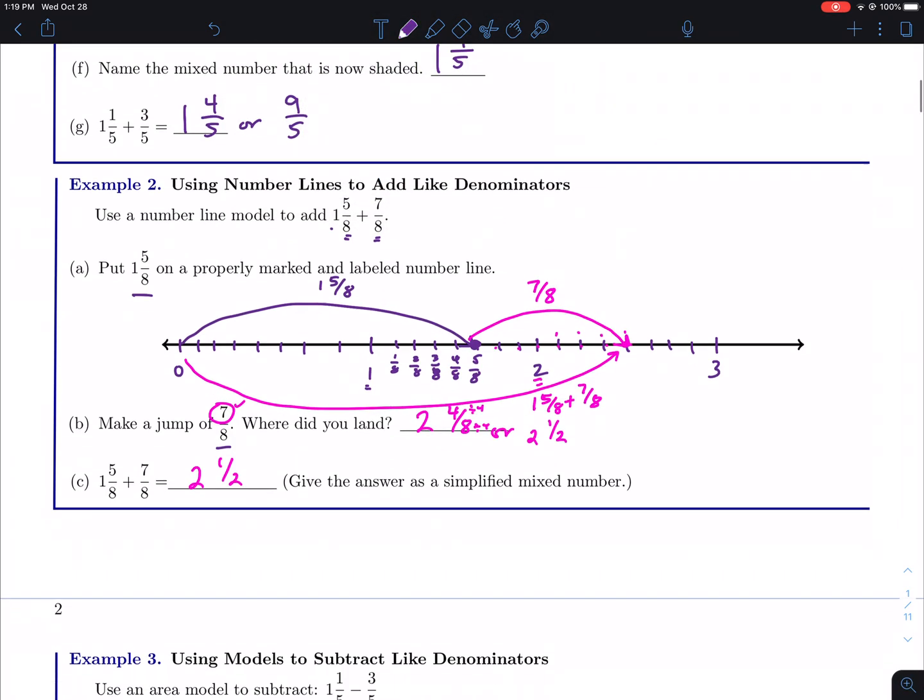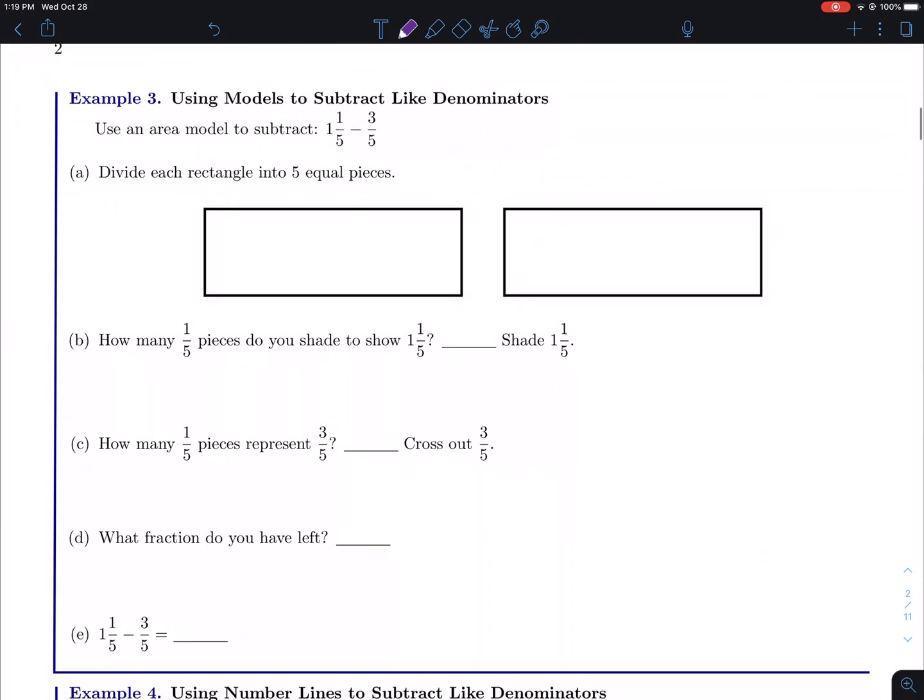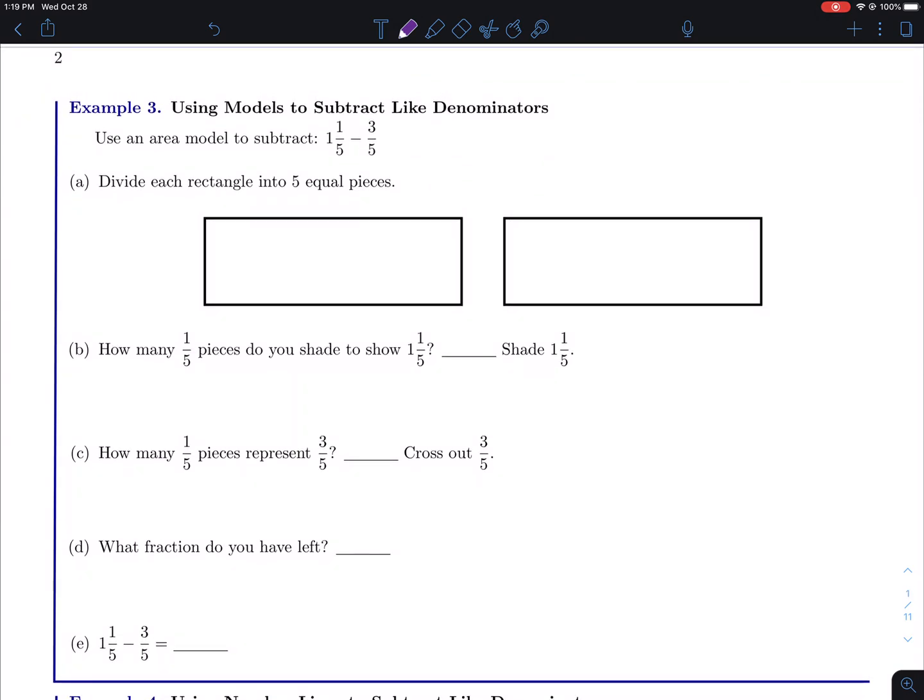All right, hearing nothing. So in this case, let's look at subtracting things with like denominators. We've got the same kind of idea. I've got my 2 squares laid out, and we want to use the area model to subtract 1 1/5 minus 3/5. First, we divide the rectangle into 5 equal pieces, because our denominators for both of these are 5. That means we need 4 lines to do this. So we get 1, 2, 3, 4.